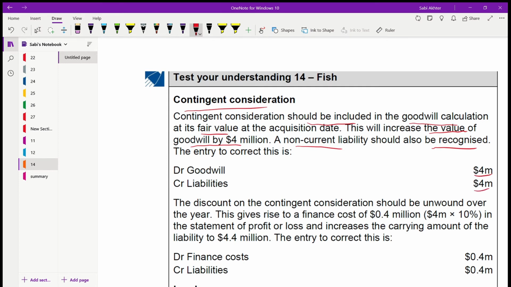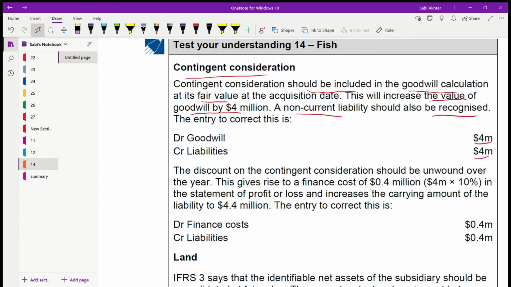Liabilities also will increase. What about the discount part? You have to discount it, right? So the discount on the contingent consideration should be unwound over the year. So on that 4, you are taking 10%. This is a finance cost and it will go in the profit and loss. And this will increase the carrying amount of the liability, because it's like an interest on a loan you are taking. Non-current liability is like a loan and finance cost is like an interest. So that should be added with that 4, so it becomes 4.4. So what are you going to do? Debit finance cost and credit liability, because finance cost will increase, liabilities also will increase.